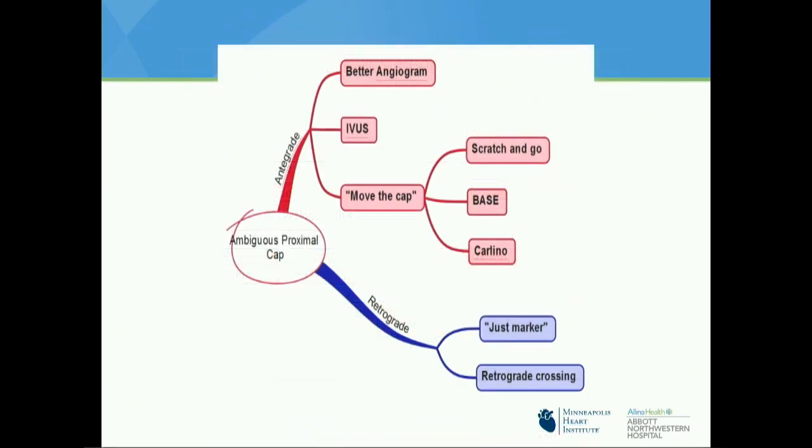So this is an algorithm actually that Manos worked up about having an ambiguous proximal cap. And again, the source of this is multiple expert consensi. I'm not going to talk about how to deal with this retrograde. You can either go retrograde crossing with a wire escalation retrograde, which is a nice way to handle it, but often is not successful in these cases, or just using it as a marker, and that's fairly self-explanatory. And the retrograde is a topic for another time.